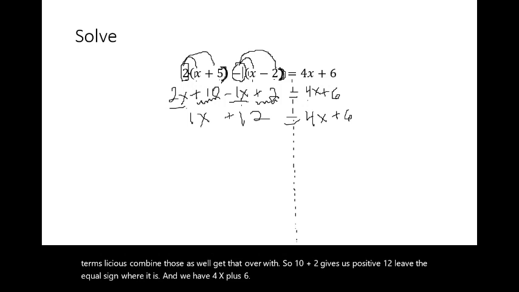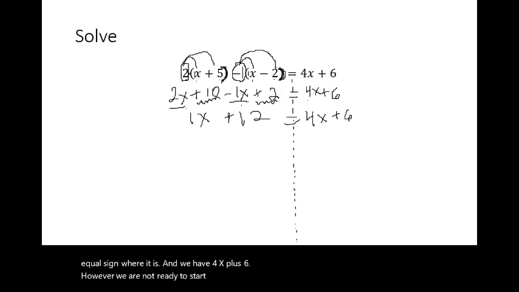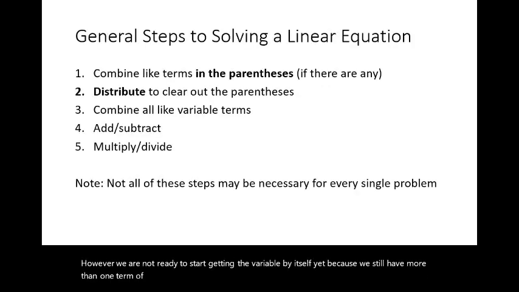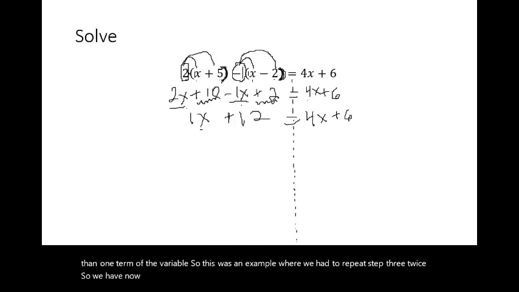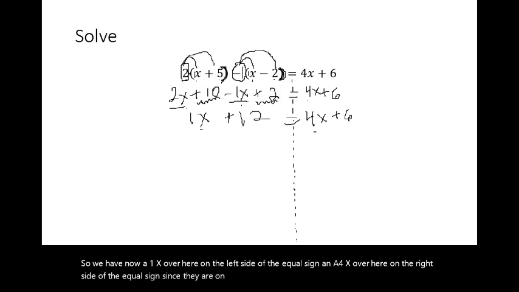However, we are not ready to start getting the variable by itself yet because we still have more than one term of the variable. So this was an example where we had to repeat step 3 twice. So we have now a 1x over here on the left side of the equal sign and a 4x over here on the right side of the equal sign. Since they are on opposite sides of the equal sign, we're going to need to do some opposite operations to move them all onto one side or the other.